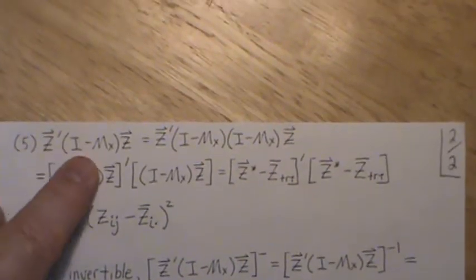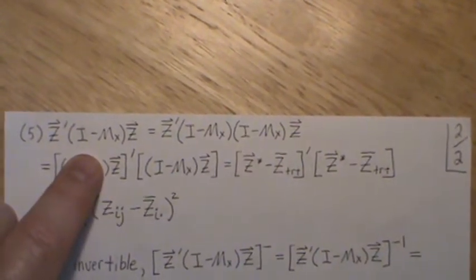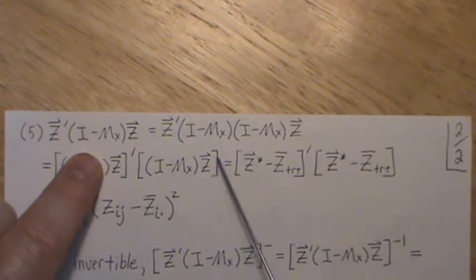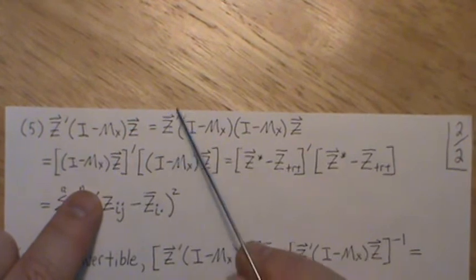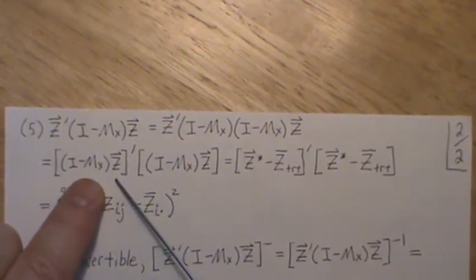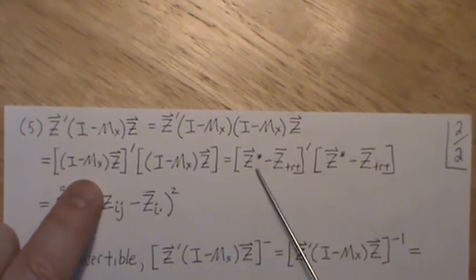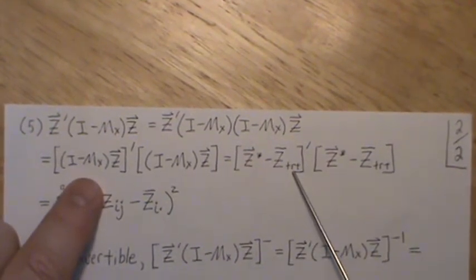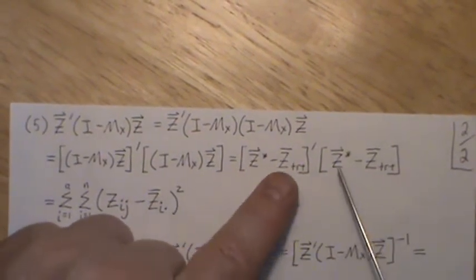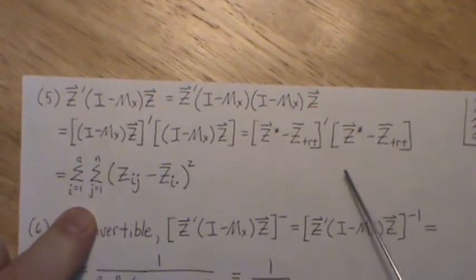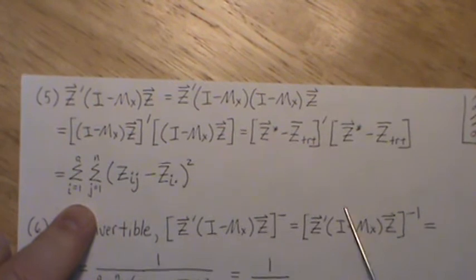Now, z transpose (I minus Mx) z: since I minus Mx is idempotent, it's actually a perpendicular projection matrix, we can multiply it out and it doesn't change it. Then we can untranspose that into this because it's also symmetric. But this we discovered was z star, z treatment mean, and this was the same. But then this vector product creates a sum, and so in scalar form this is this.